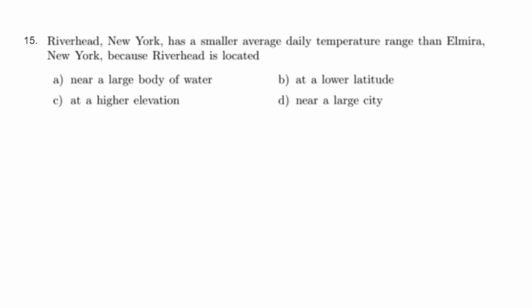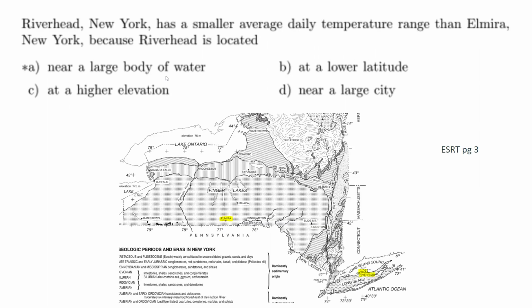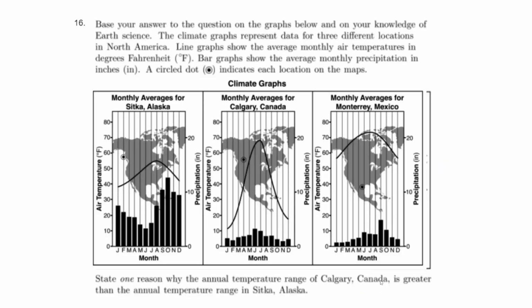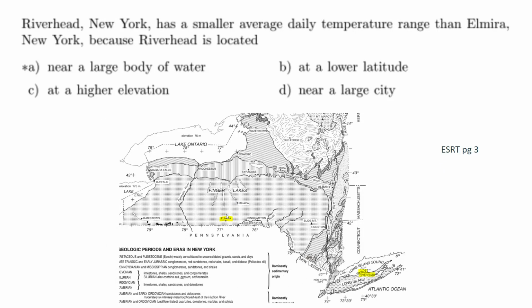Try number 15, pause this video. Riverhead, New York has a smaller average daily temperature range than Elmira, New York, because Riverhead is located at... The correct answer is A, near a large body of water. You might recognize Riverhead and Elmira. These are places in New York State, and you can find it in your reference table, page 3. Here's Riverhead, right here, down here, and here's Elmira. Notice that Elmira is next to Pennsylvania. There's no water here. But Riverhead is next to the Long Island Sound. This is actually surrounded by water, right? And it's also close to the Atlantic Ocean. That's why, since Riverhead is near a large body of water, it will have a smaller average daily temperature range.